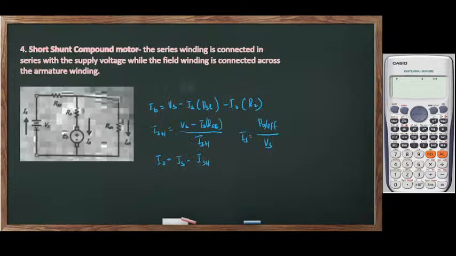Next we have the short shunt compound motor. So the series winding is connected in series with the supply voltage. So ito yung nangyayari. Ito yung supply voltage natin. So naka-series na yung ating series winding. Tapos yung ating shunt field winding is connected across, or nakaparallel sa ating armature resistance. Okay.